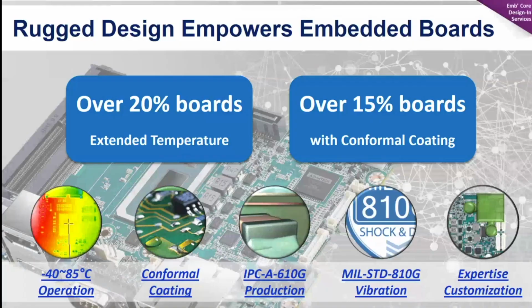Now, where we see the market, in actual fact, we sold quite a number of embedded boards. We are number one in the world when it comes to embedded systems. Over 20% of our boards sold are actually wide temperature, and 15% of the boards sold come with some form of conformal coating, but the vast majority are still standard boards. Some of the customization or ruggedization you can see: wide temp, conformal coating, IPC-A-610G, I'll elaborate more later, and other requirements like customers asking us for meeting certain vibration standards.